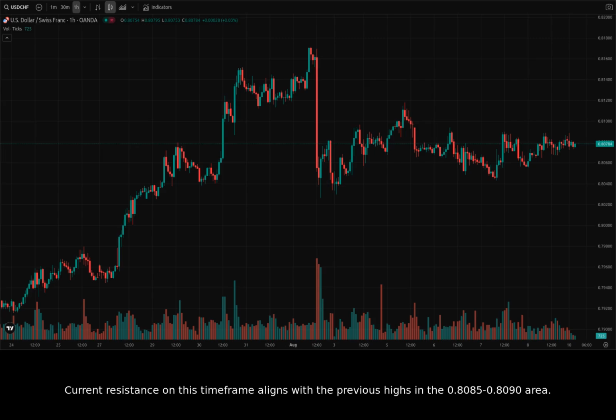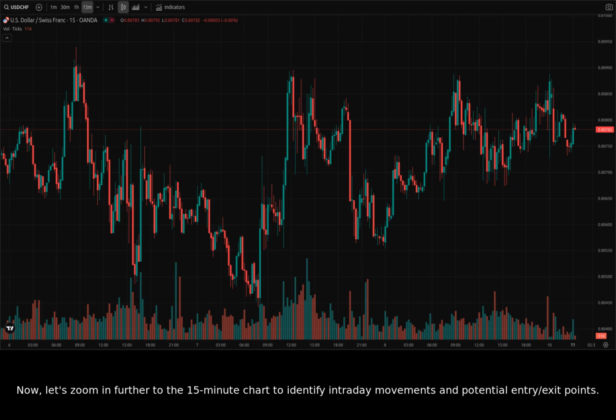Current resistance on this time frame aligns with the previous highs in the 0.8085 to 0.8090 area. A breakout above this could quickly test the 0.8100 level. Now, let's zoom in further to the 15-minute chart to identify intraday movements and potential entry/exit points.